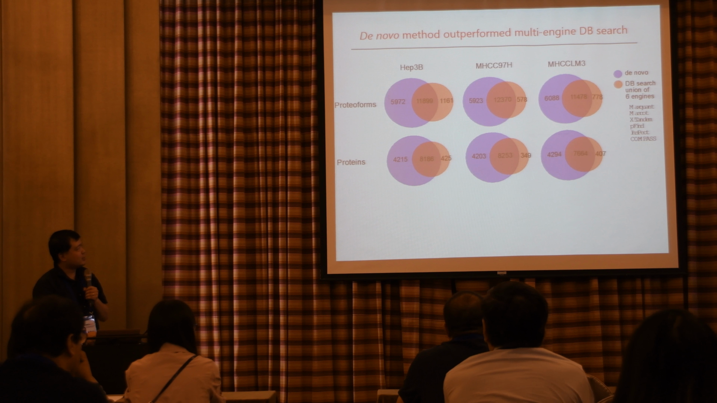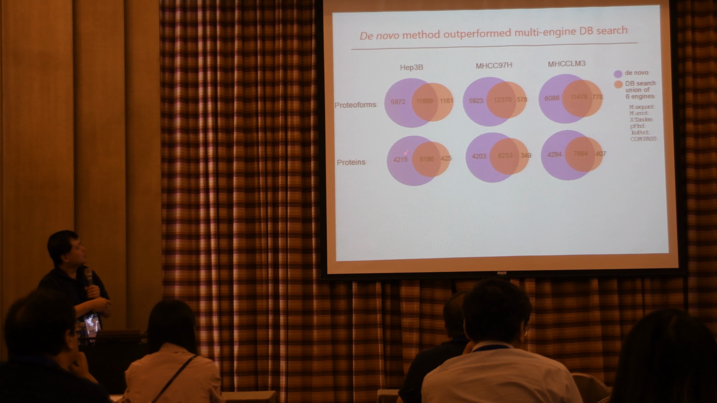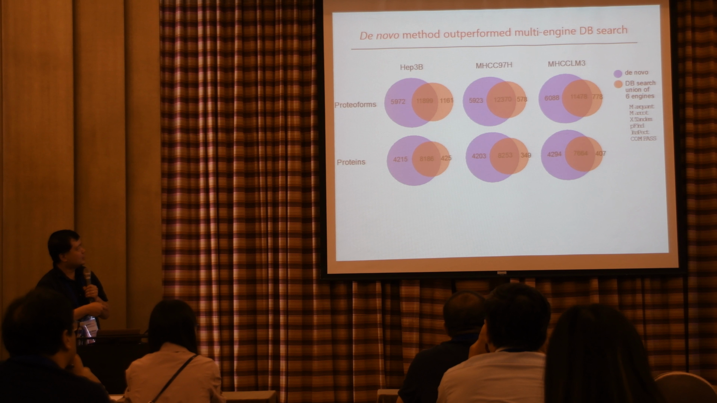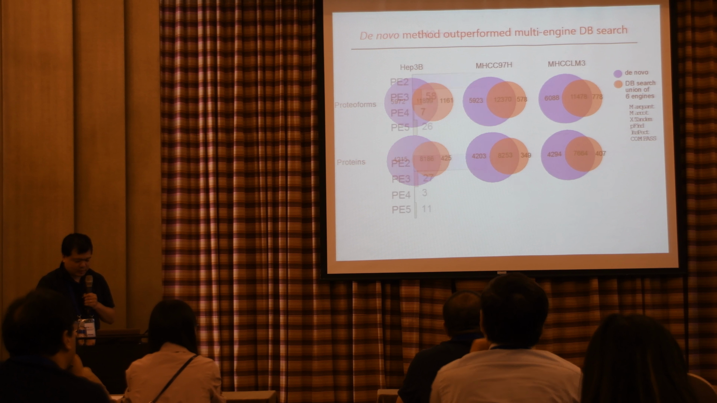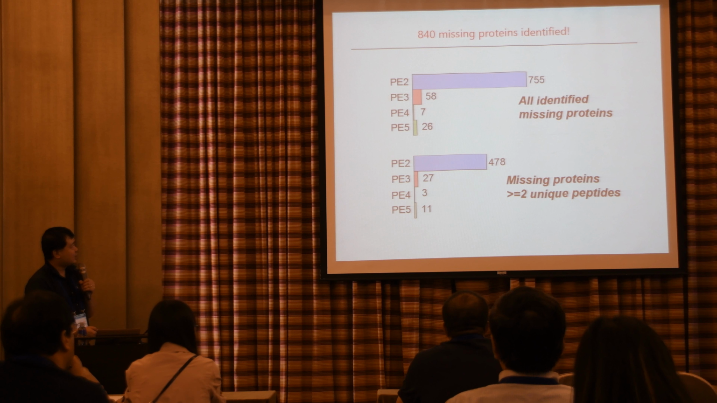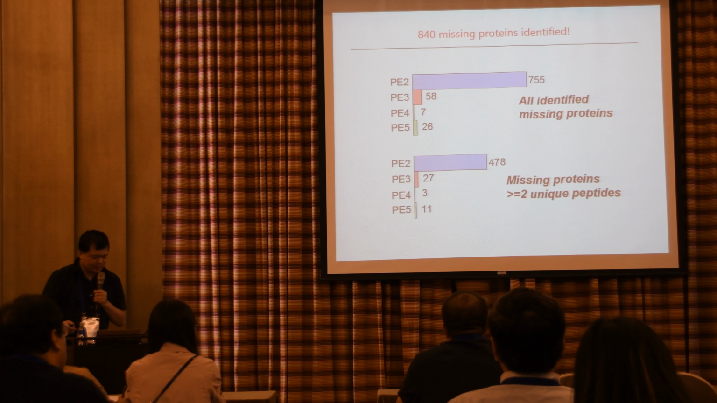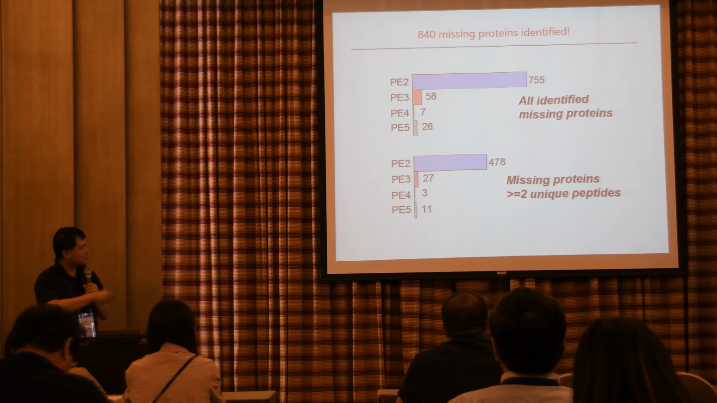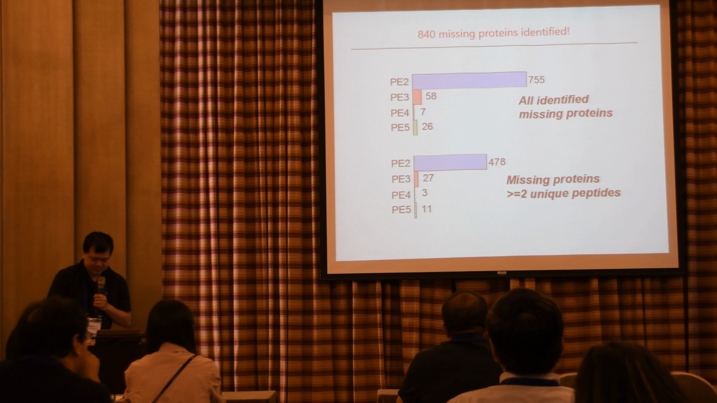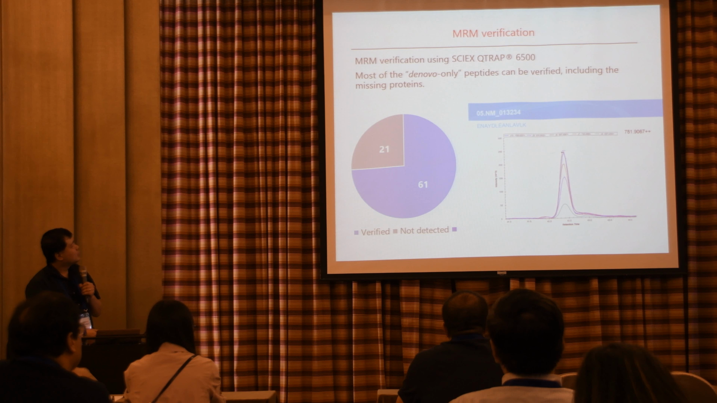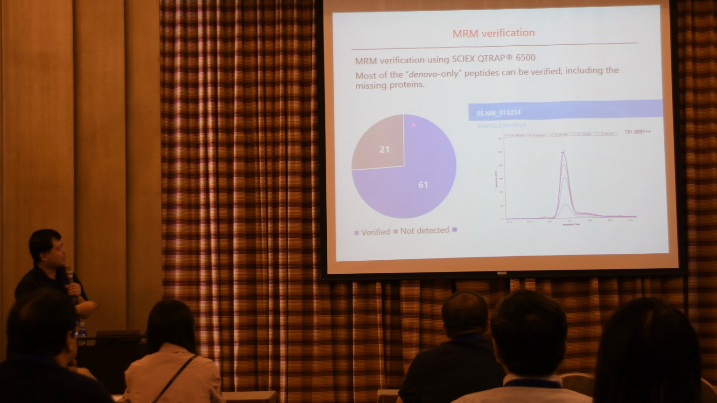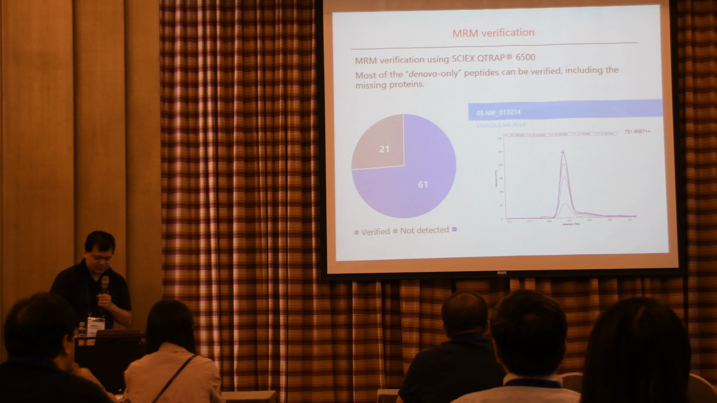Compared with traditional database search, we see that de novo methods largely exceed the multi-engine database search. And just from these three cell lines, we identified 814 missing proteins, most of which we identified with more than 2 unique peptides. And we used MRM to verify de novo only peptides, and most of them can be verified, including the missing proteins.